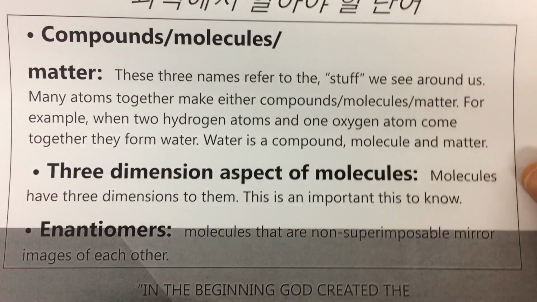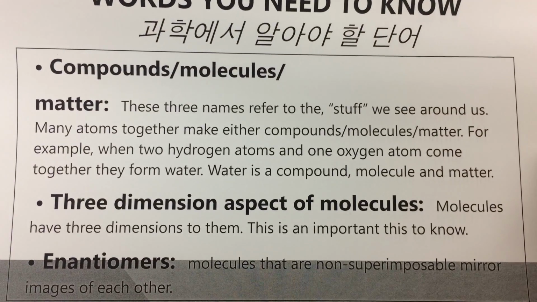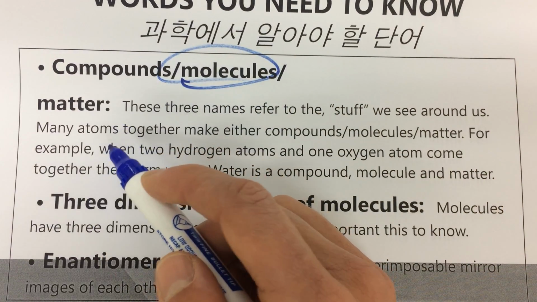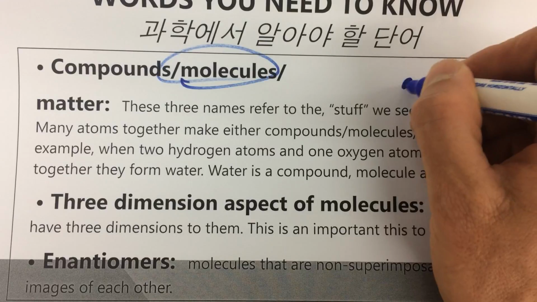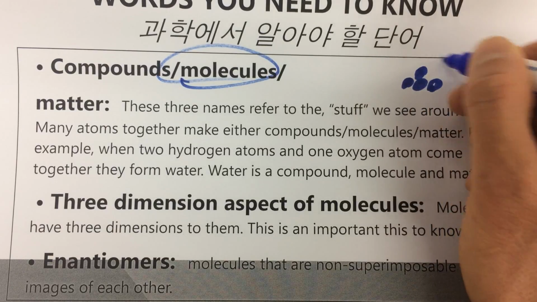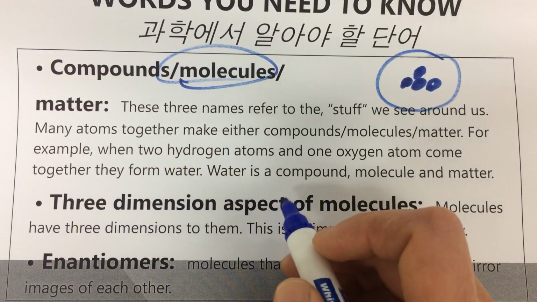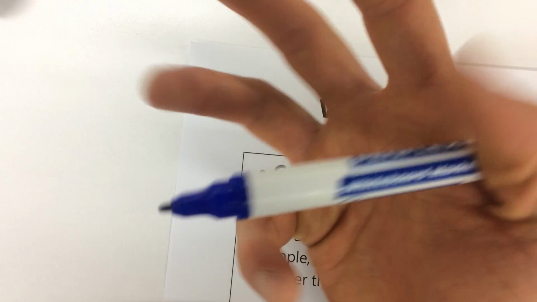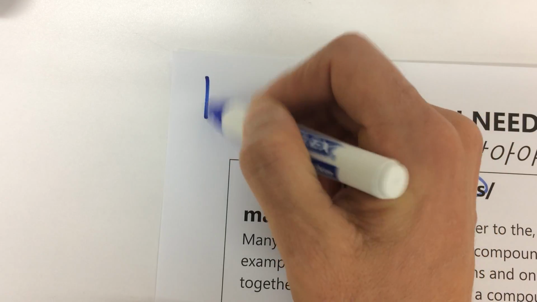What else do you need to know? With atoms, you need to know what a molecule is. Molecules are basically when atoms join together. So here's one atom, there's another atom, there's another atom, there's another atom. Molecule. You need to know the three-dimensional aspect of molecules, that molecules are three-dimensional. They're not one-dimensional.